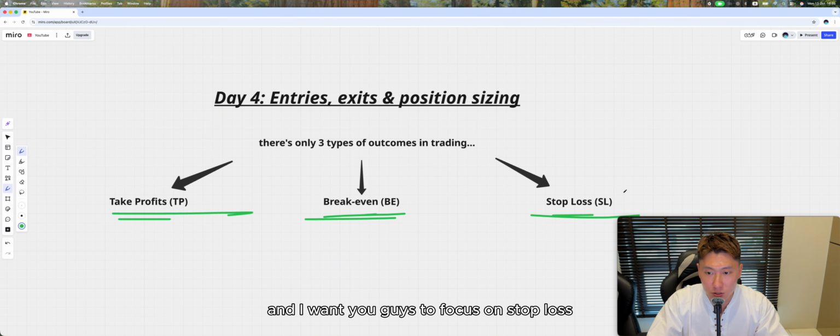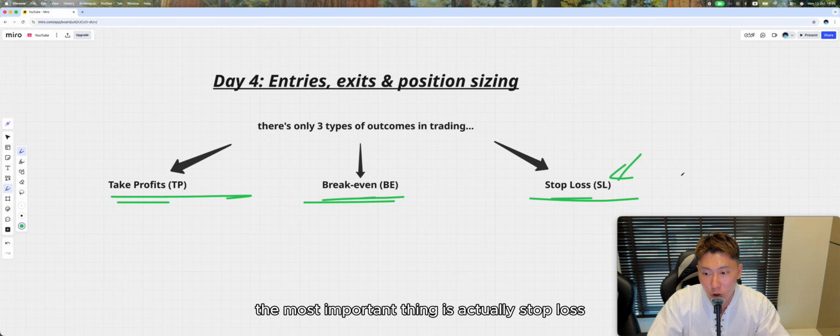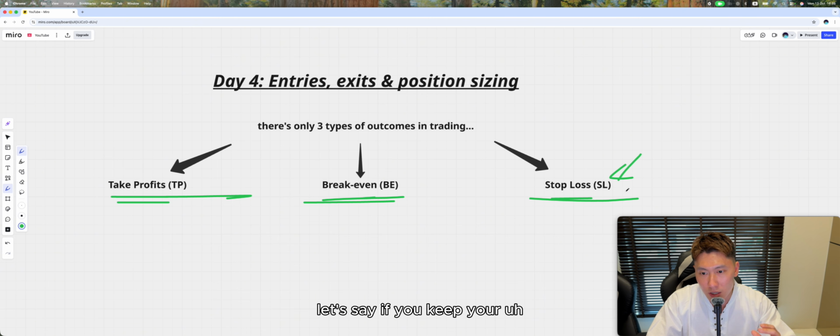And I want you guys to focus on stop loss, because when it comes to trading, a lot of people think that taking profits is the most important thing. But in fact, the most important thing is actually stop loss. Because if you can manage your losses accordingly, let's say you keep your losses at a very minimal level, then definitely you will make money from the markets.